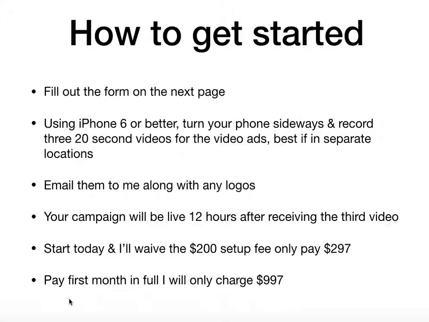Okay, so next, let's jump into how to get started. Basically, on the next page, you'll see a form. Using an iPhone 6 or better, turn your phone sideways, put it on a table or a stand, something like that, and record three 20-second videos for the ads. It's best if you shoot in separate locations so each ad stands out and looks different. Then email them to me along with any company logos or important info like that. And your campaign will be live 12 hours after receiving the third video.